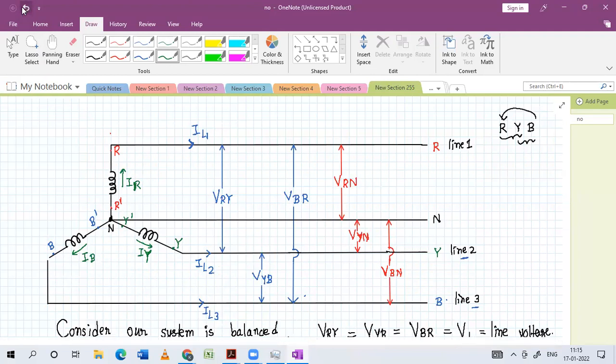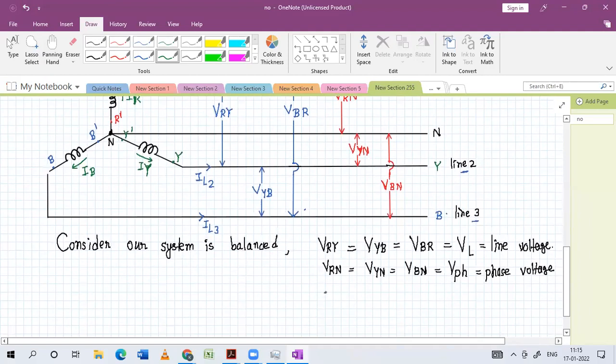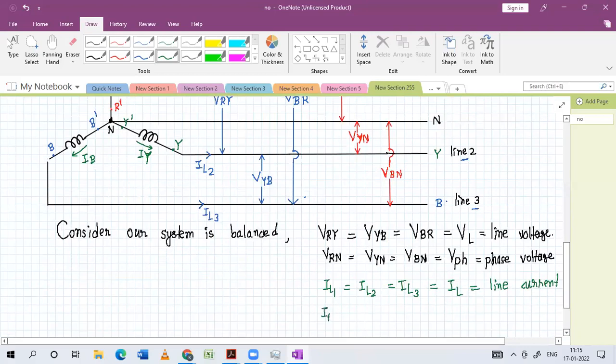But as I told you, our system is balanced. So here I can write the line current IL1 is equal to IL2 is equal to IL3, which is equal to IL. What is IL? Line current. In the same way, IR is the phase current of the R phase, IY is the phase current of the Y phase, and IB is the phase current of the B phase, and that is called IPH, the phase current.